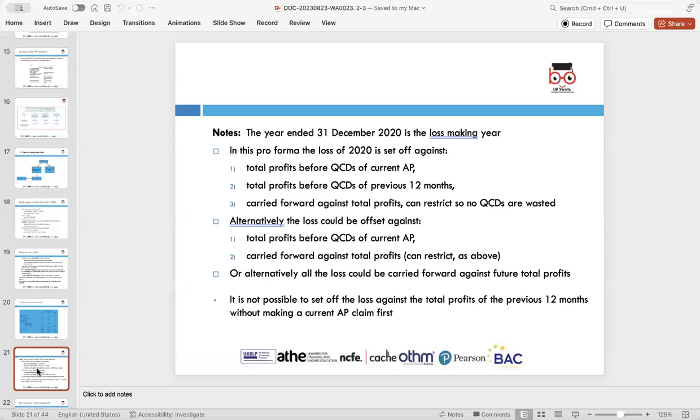Secondly, the loss can be set off against the total profit before QCD of the previous 12 months. This allows businesses to use the loss from 2020 to reduce profits earned in the preceding year. Additionally, the loss can be carried forward and set off against future total profit. So this means that if there are no immediate profits against which to offset the loss, it can be carried forward and used in subsequent years when profits are earned.